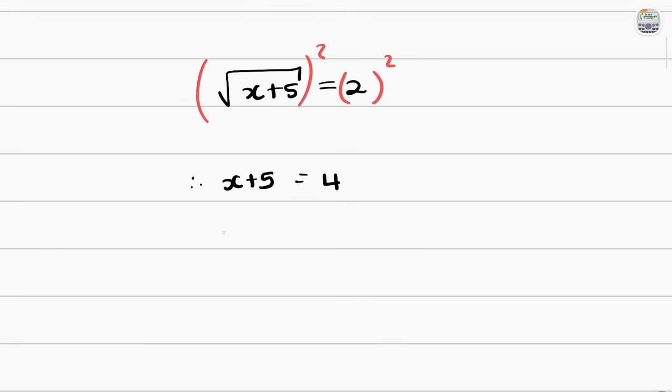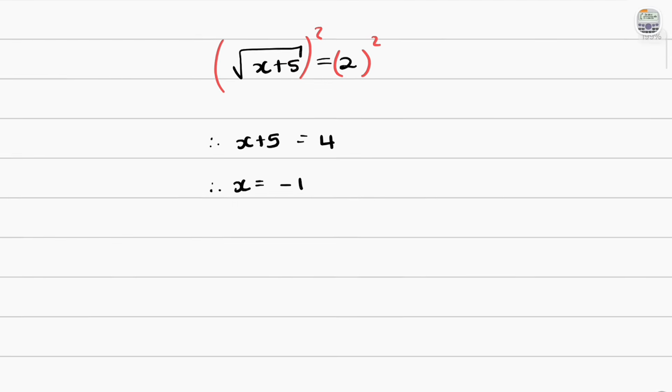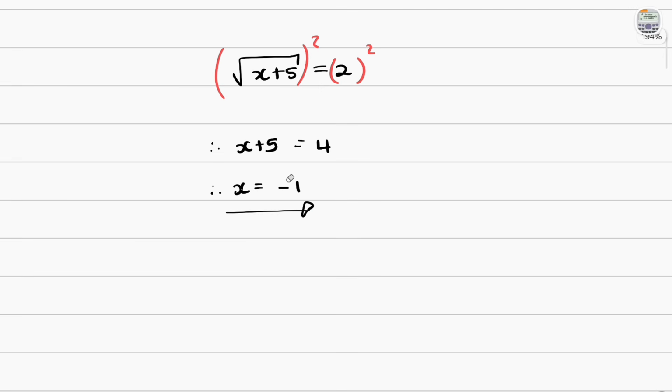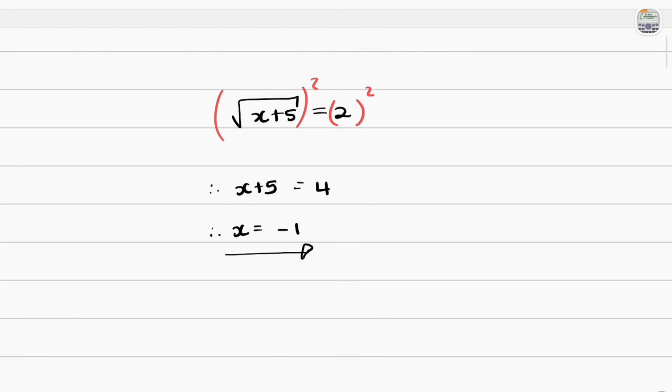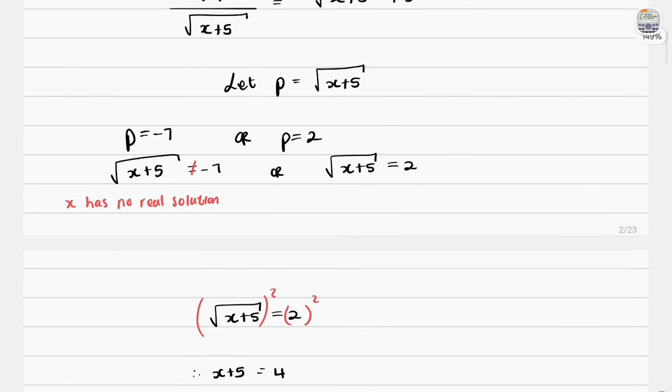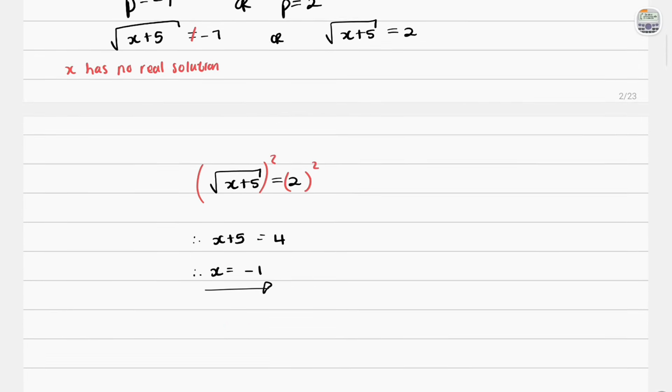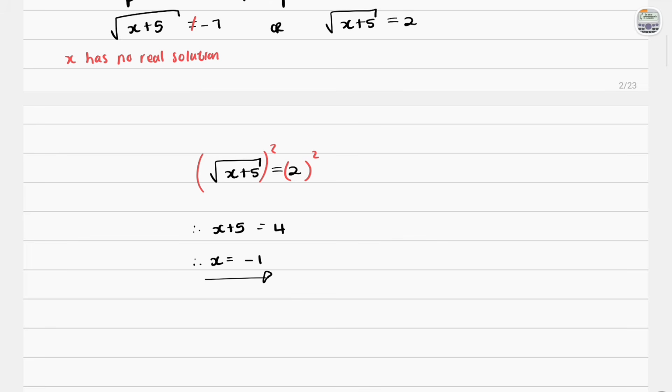And if you transpose 5, you get 4 minus 5, which is equal to negative 1. And that will be our answer, okay? If you substitute -1, you will get 2. Okay, and that is our answer for question 1.2.2. Moving on to the next question.